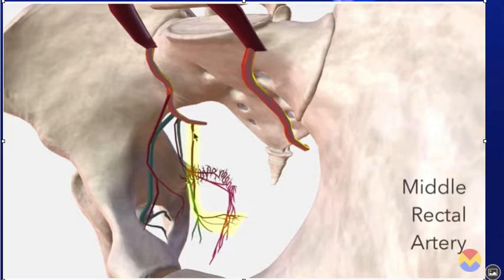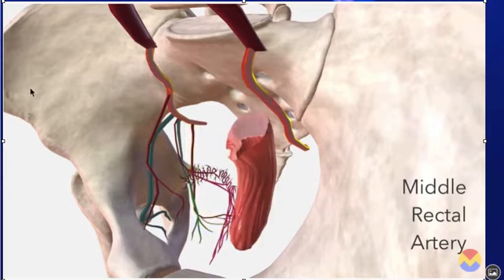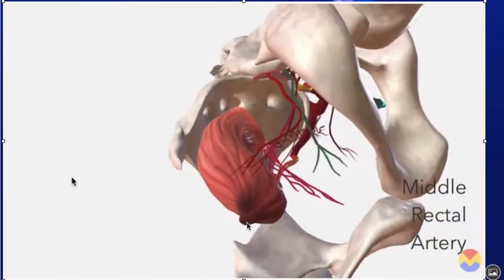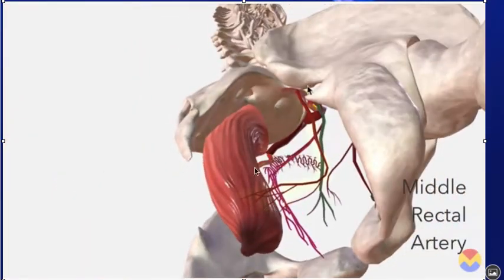Next we have the middle rectal artery. It may be absent. It is supplying the rectum, but if at all it supplies the muscular coat of the rectum. The middle rectal artery over here is basically supplying the seminal vesicle and ejaculatory duct.